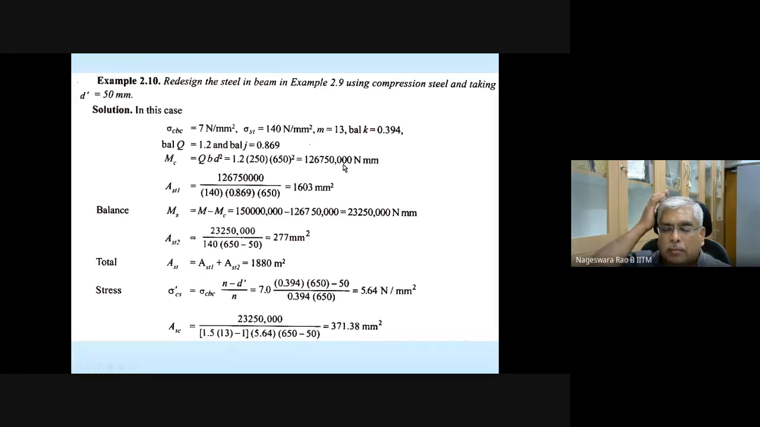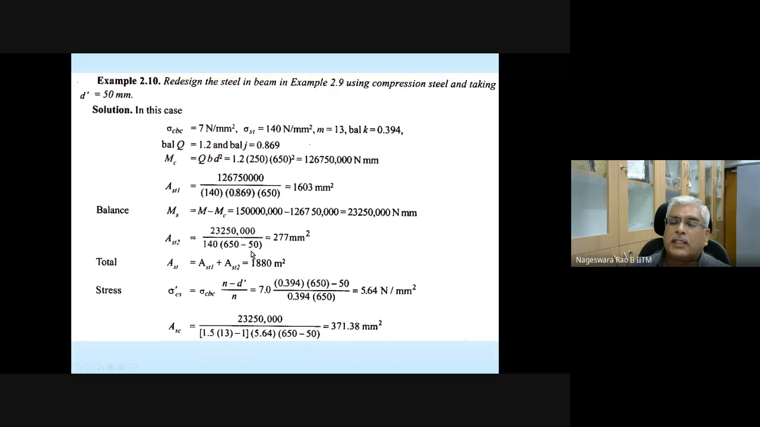And what is our target moment? Target moment is 150 kilonewton meter, or 150,000 times 1000 Newton mm. So the difference between that moment and this moment is noted. So this is a balance moment. Balance moment means the additional moment this beam has to withstand, and we need to take care of that. For this additional moment, what is the amount of tensile steel that is required? Moment divided by permissible stress in steel, multiplied by lever arm.